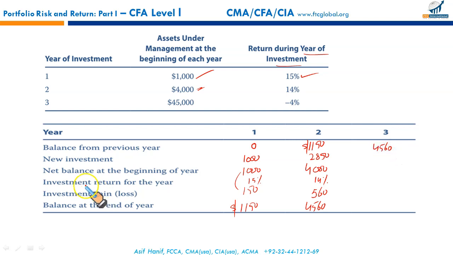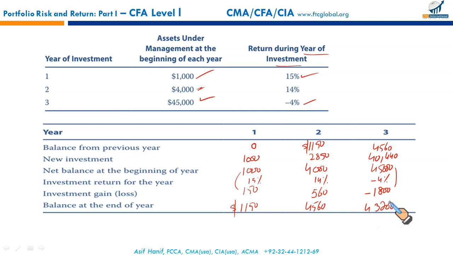Right? And what is the net balance at the beginning of the year? 45,000. The difference between these two would be the new investment. And if you calculate the difference between 45,000 and 4,560, that would be 40,440, right? And since the return has been 4% negative, that would mean 4% of 45,000, that is negative 1,800. Thereby leaving the balance at the end 45,000 less 1,800, that is 43,200.